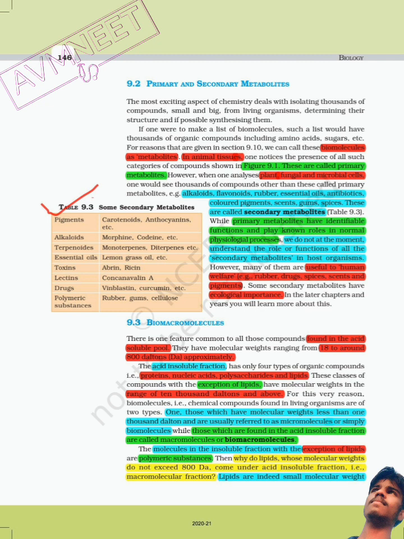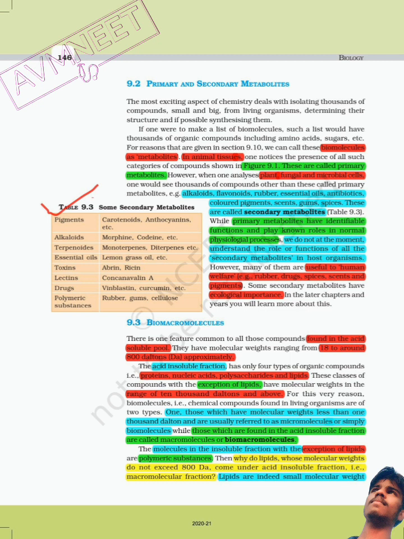In animal tissues, one noticed the presence of all such categories of compounds shown in figure 9.1. These are called primary metabolites. However, when one analyzes plant, fungal and microbial cells, one would see thousands of compounds other than these primary metabolites, that is alkaloids, flavonoids, rubber, essential oils, antibiotics, colored pigments, scents, gums, spices. These are called secondary metabolites.